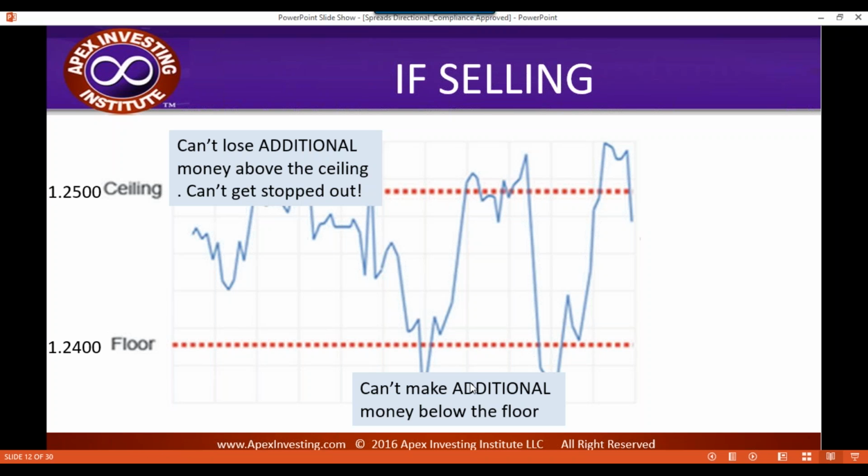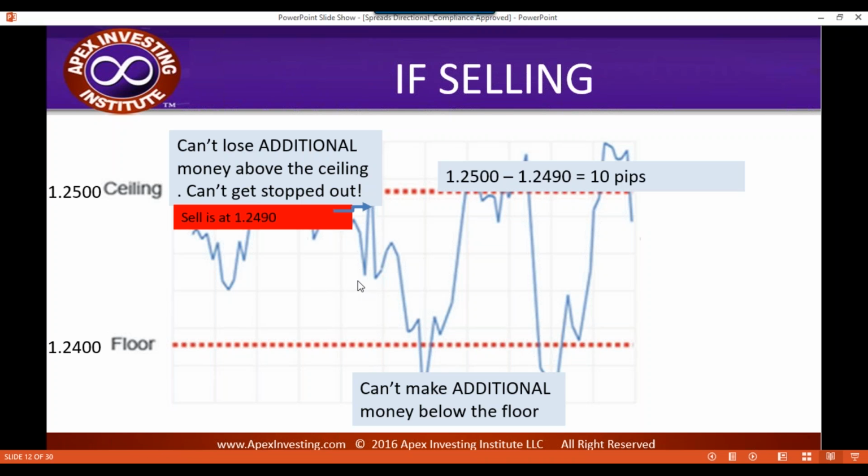And we can't make additional money below the floor. So if we're selling, saying the market's going down, and we are right and it goes all the way to the floor, we make money all the way down to the floor. But if it keeps going, hey, we were really right, we don't make additional money below the floor. So the ceiling on a sell caps our risk, and the floor caps our potential reward. Now, if the market's still going and going, well, we could just get into another spread.